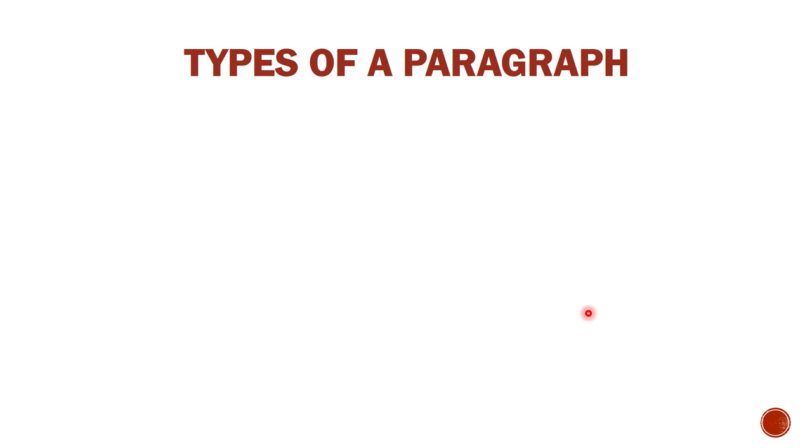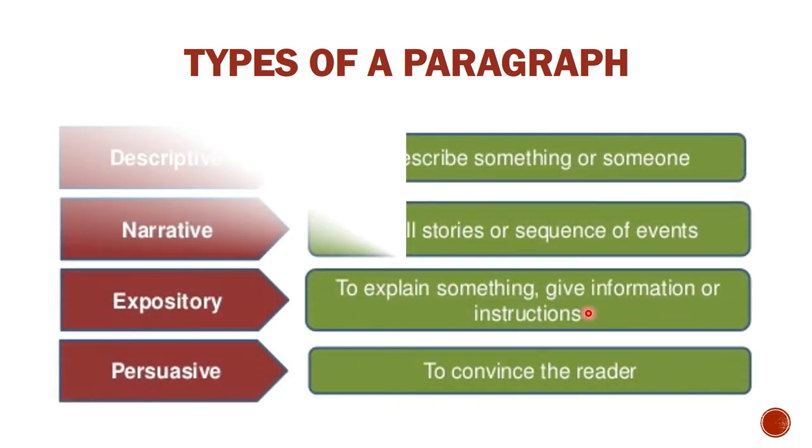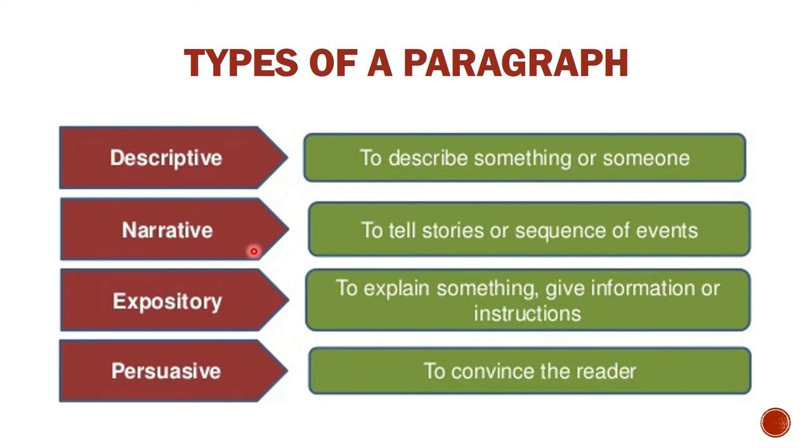Now let's get to the last part of our topic, and that is types of paragraph. How many types are there of a paragraph? There are four types of a paragraph, in which one is called descriptive. Now, descriptive paragraphs, as the name tells us, describe something. Description means that you give an image of something as if the other person is seeing it, or the other person can get a clear idea.